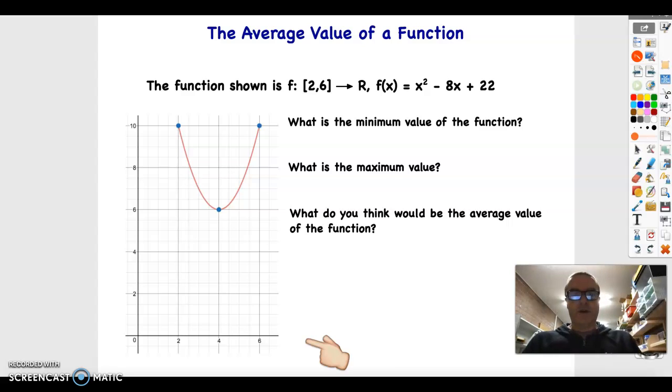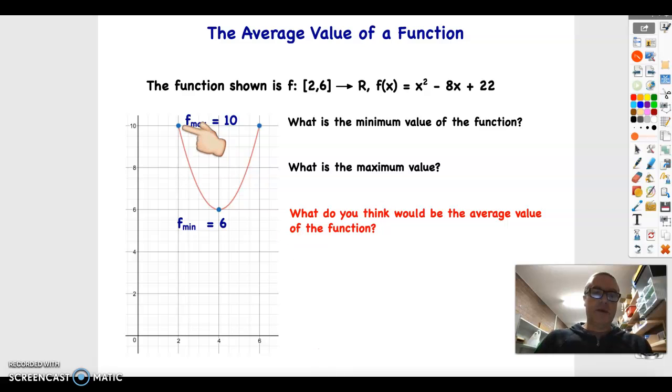Let's think about 3 questions just to get us warmed up. Let's talk about the minimum value of the function. What could that be? What would be the maximum value of the function? And we'll have a little bit of a think about what the average value of the function would be. So from the graph, we can see at either of these two endpoints, the maximum value of the function is 10. At the turning point of the parabola, we can read the minimum value of the function is equal to 6.